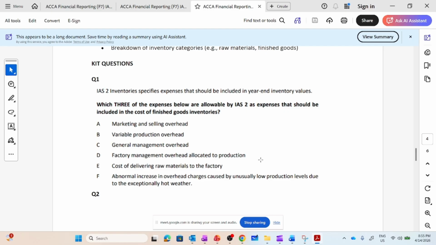A, E, and D. Factory management. A, D, and E. Okay, D is talking about factory management overhead allocated to production. E is talking about cost of delivery of raw material to factory. Okay, any other suggestion?